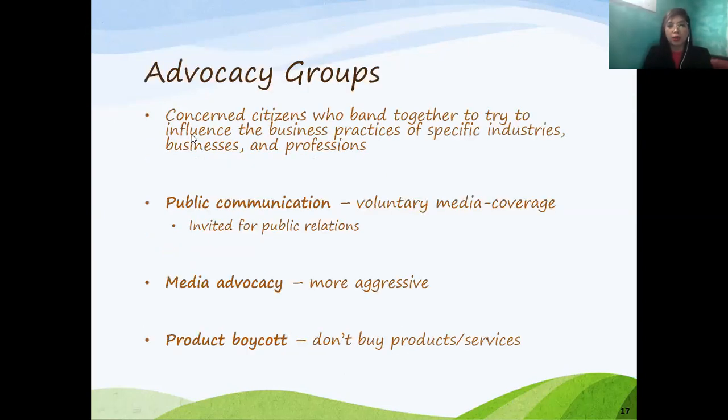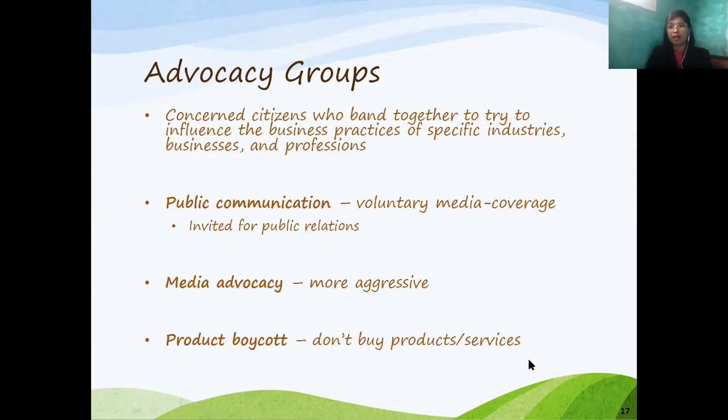Okay. For the advocacy group, they are concerned citizens who band together to try to influence the business practices of specific industries, businesses, and professions. Public communication involves voluntary media coverage, wherein they are inviting or being invited for public relations. Media advocacy is more aggressive. And then product boycott means not buying products and services.